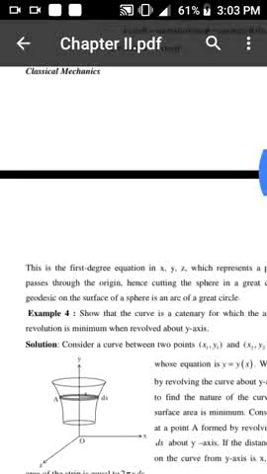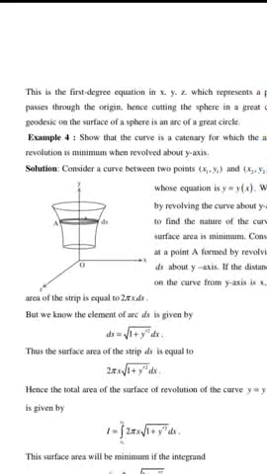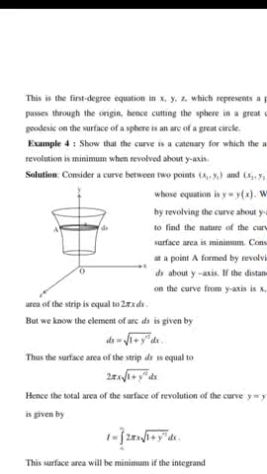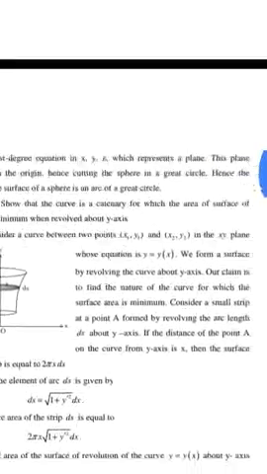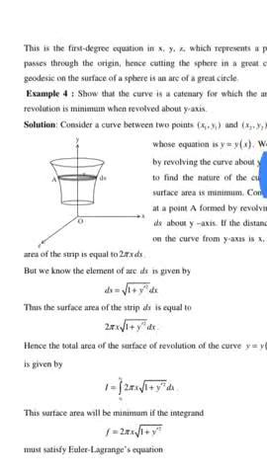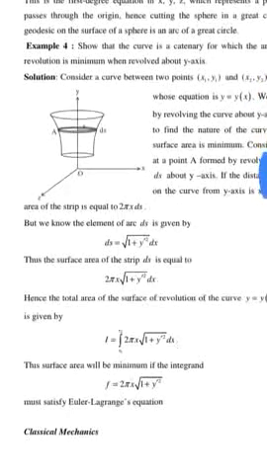Today I will discuss the examples on Euler's Lagrange differential equations, starting from classical mechanics, for MSc post semester. Now, see here one more example. Show that the curve is a catenary for which the area of surface of revolution is minimum when revolved about the y-axis.